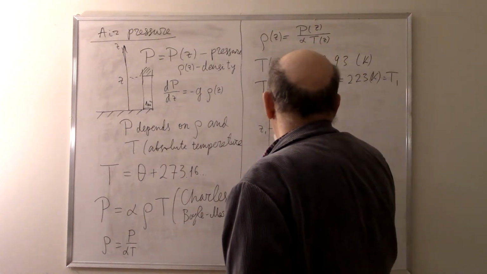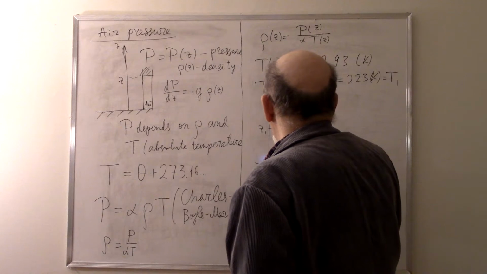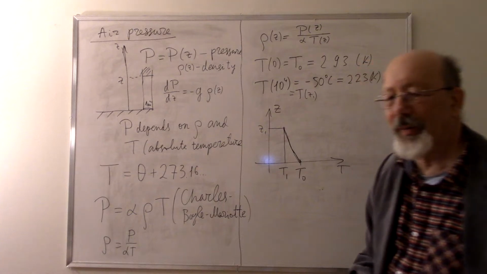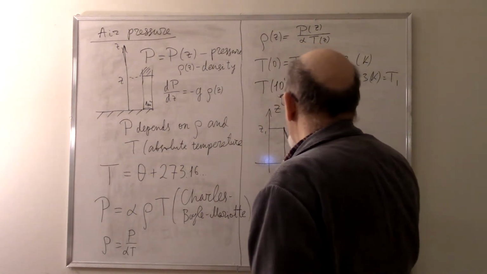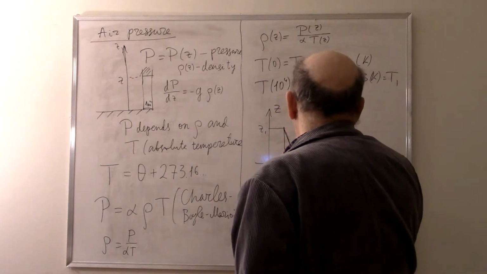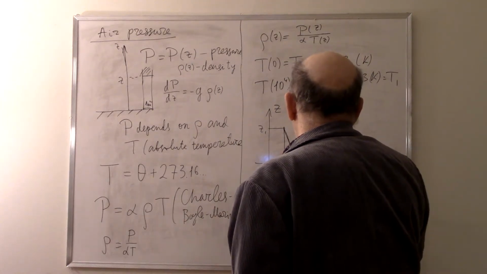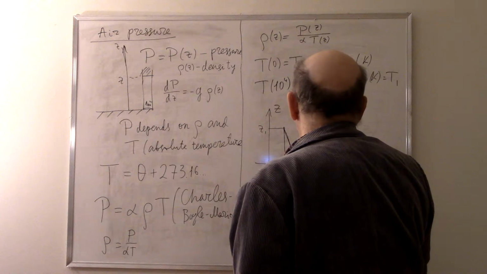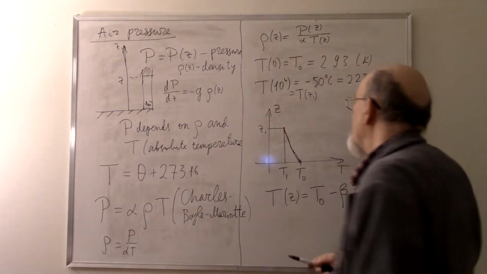So this is T1. And here is some curve. This is already the second approximation. We approximated by a linear function. So we have T of Z equals T0 minus beta Z. So what is beta?